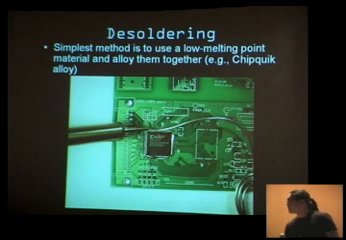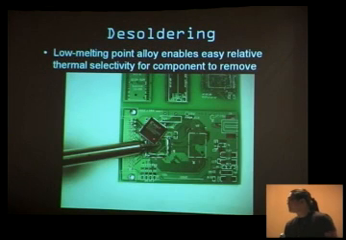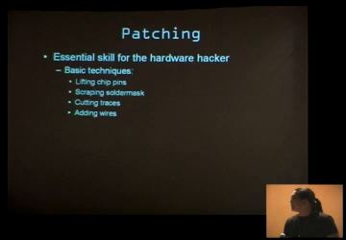And you just flow it all around the edge of the chip, and as the chip heats up, it just floats right off the pads. And then you can clean it off with some solder braid and so forth. So it's very easy to remove chips with this technique. It's very cheap, with a standard soldering iron.